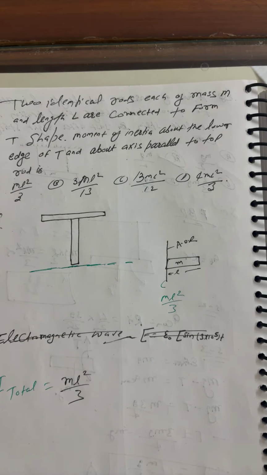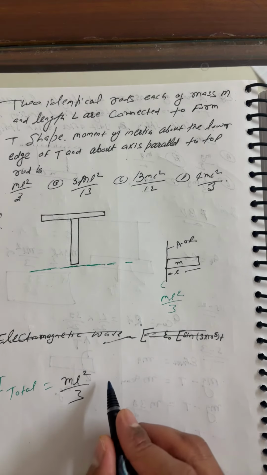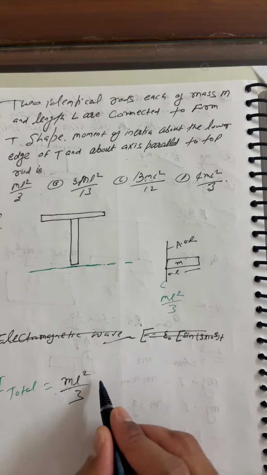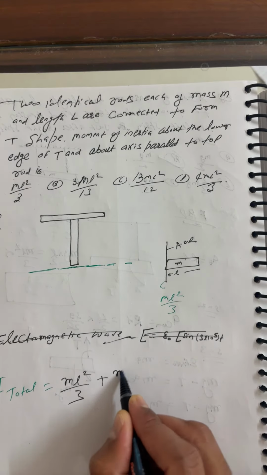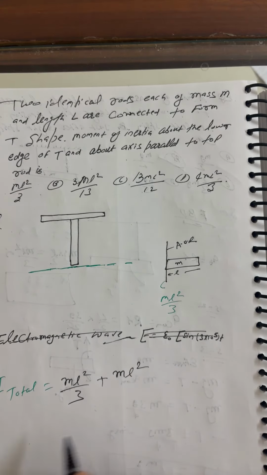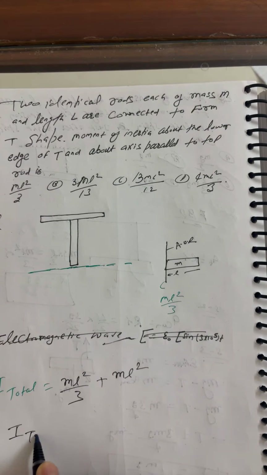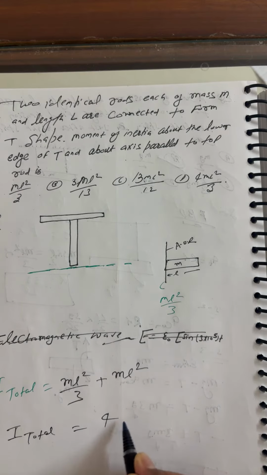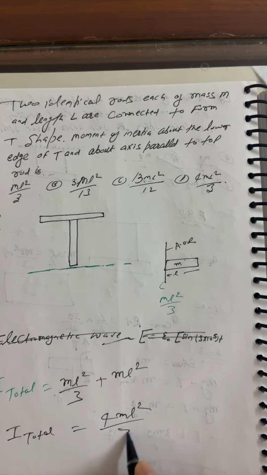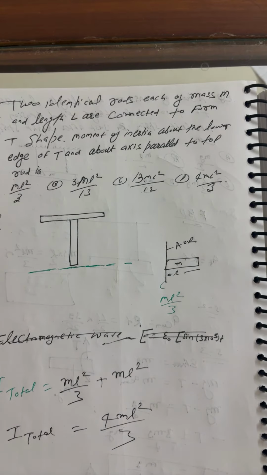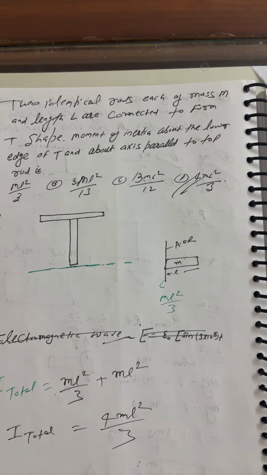What is the formula of moment of inertia? Mass into distance square. Students, listen carefully, beta. You got it. ml square. So I can say I total is 4 ml square by 3. Beta, option D is correct only.